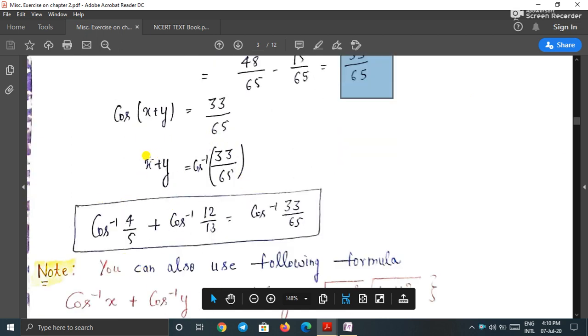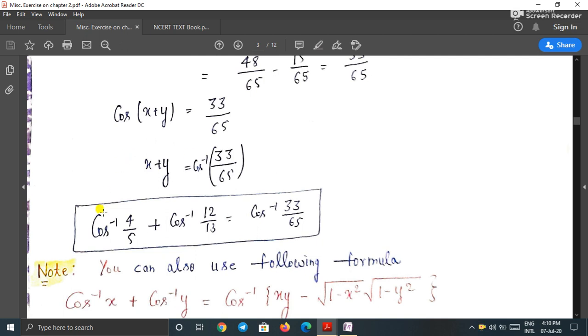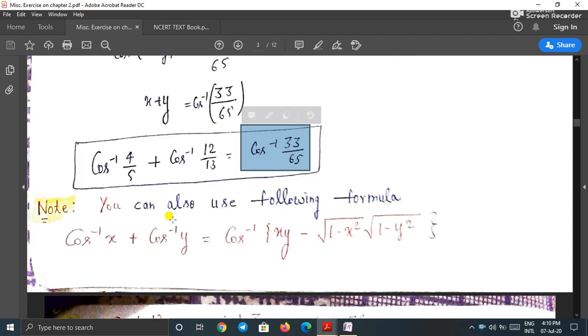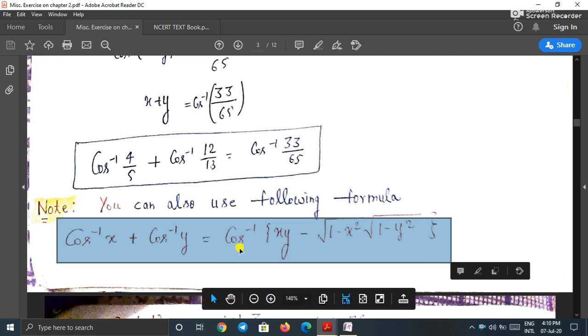Now again see, the value of x is cos inverse 4 upon 5. The value of y is cos inverse 12 upon 13. So substitute these values, you will get the answer. Cos inverse 4 upon 5 plus cos inverse 12 upon 13 is equal to cos inverse 33 upon 65. Now the second method is, you can also use this property. If you have learned this property, then you will use it, cos inverse of xy minus root 1 minus x square times square root of 1 minus y square. Simply put the value of x and y, you will get the answer.